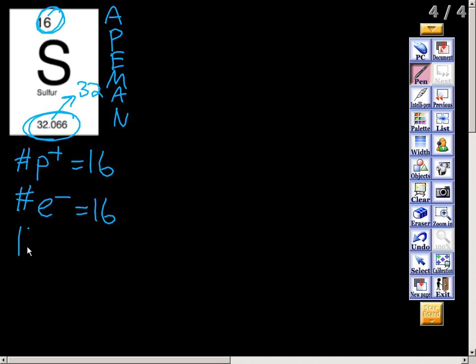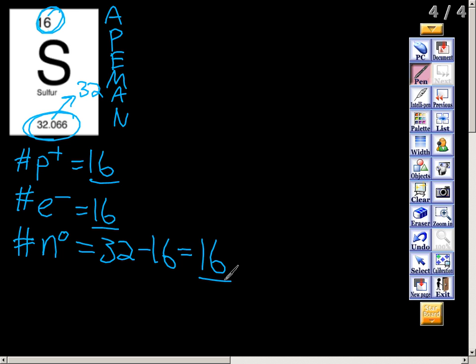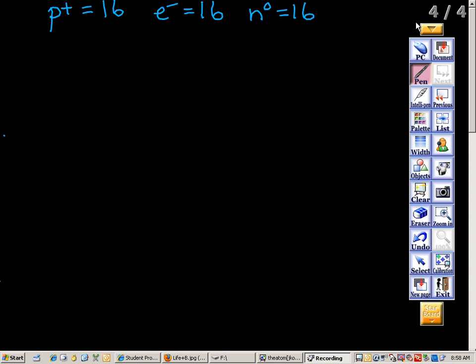So the number of neutrons is equal to mass minus atomic. So 32 minus 16, which equals 16. So sulfur has 16 protons, 16 electrons, and 16 neutrons. Okay, so I have now my numbers of subatomic particles.